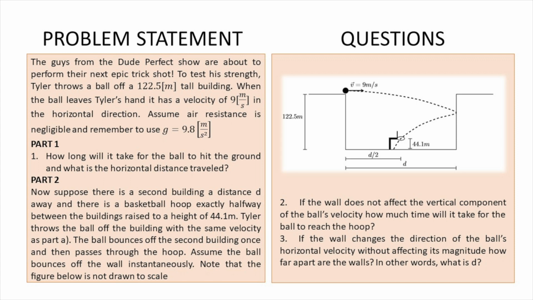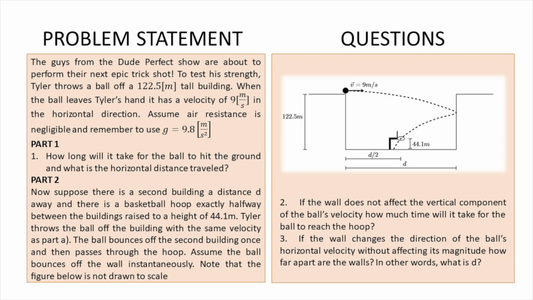So the guys from the Dude Perfect show are about to perform their next epic trick shot. To test his strength, Tyler throws a ball off a 122.5 meters tall building. When the ball leaves Tyler's hand, it has a velocity of 9 meters per second in the horizontal direction. Assume air resistance is negligible and remember to use g equal to 9.8 meters per second squared.